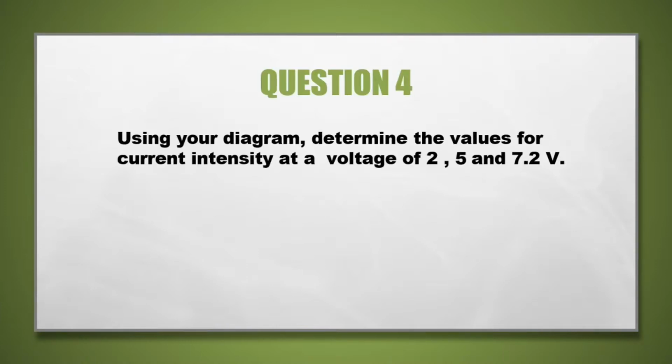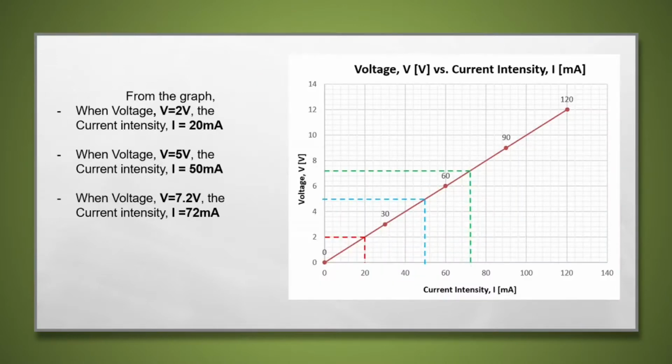Question 4. Using your diagram, determine the value of the current intensity at a voltage of 2, 5 and 7.2 volt. Okay, this is the answer. From the graph, when the voltage is 2 volt, the current intensity is 20 milliampere, and when the voltage is 5 volt, the current intensity is 50 milliampere. And lastly, when the voltage is 7.2 volt, the current intensity is 72 milliampere.